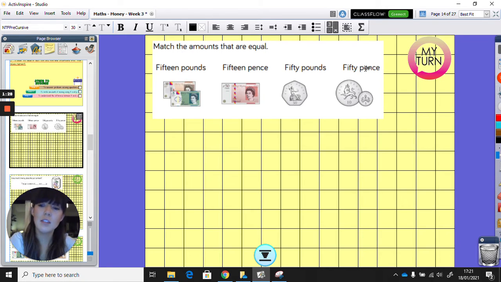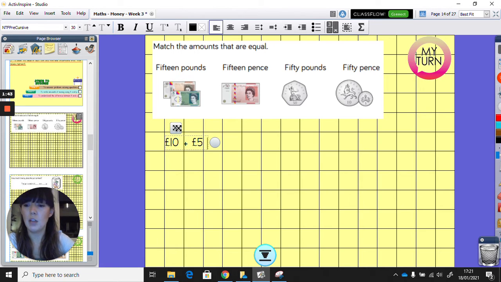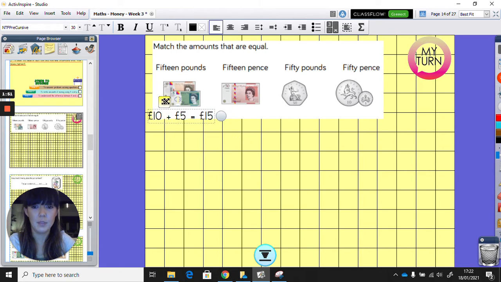So what you need to do first is work out the value of these. Let's start with this one. We've got a £10 note and a £5 note. What's a £10 note add a £5 note? If you added that up, you would get £15. So the first one is £15.